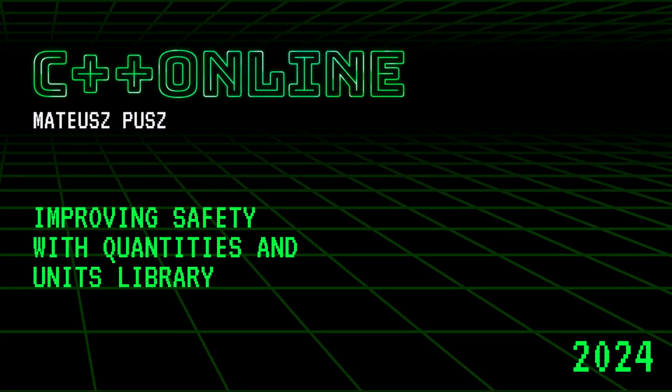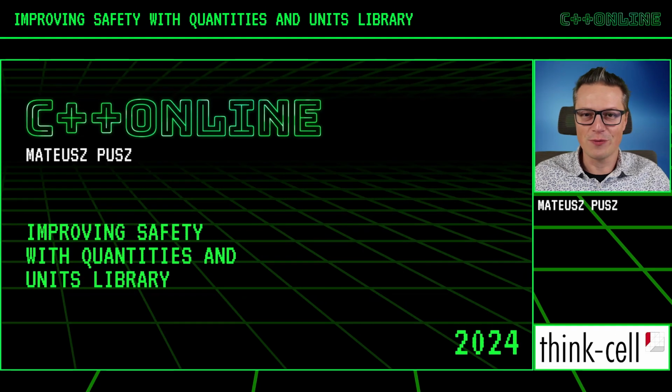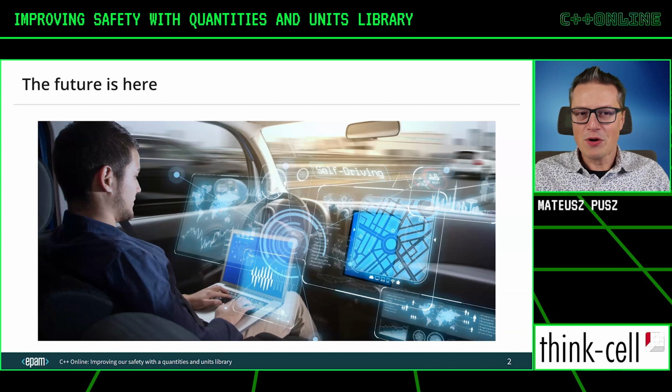My name is Mateusz Pusz, and today we are going to talk about how we can improve our safety with the proper usage of modern C++ libraries. And specifically, we are going to talk about the Quantities and Units library that I've been working on for a while now. Why are we going to talk about this?